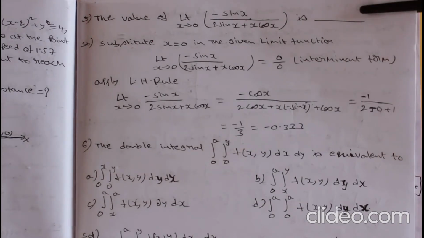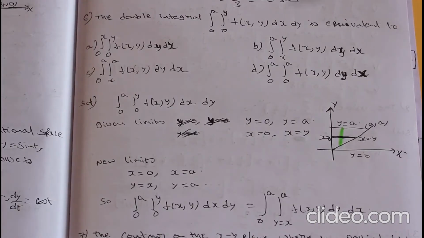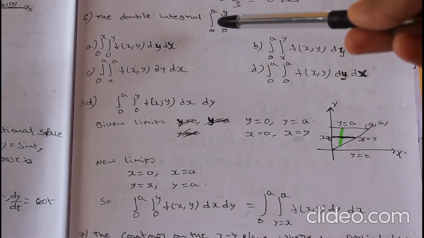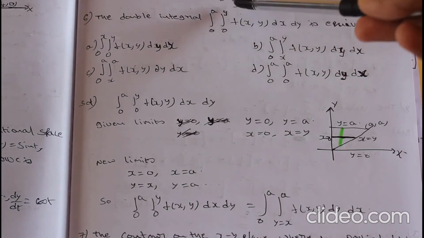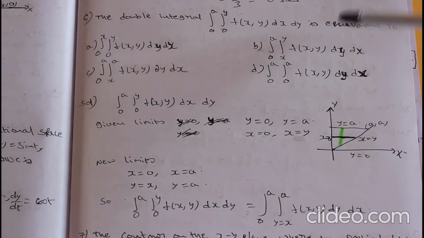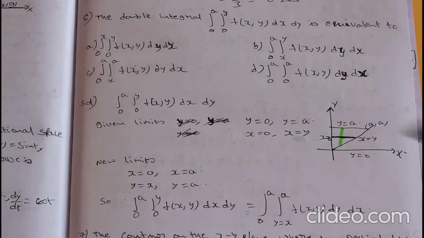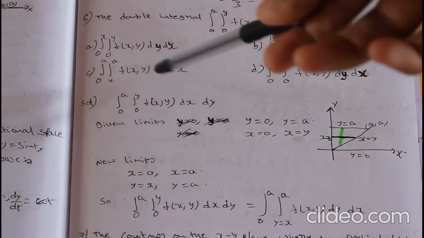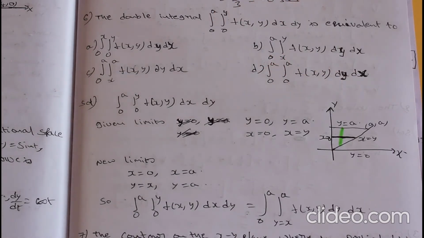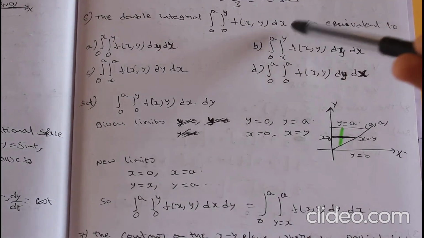Look at question number 6. The double integral from 0 to a, integral from 0 to y, of f of x comma y dx dy is equivalent to. Look at the options. Integral of 0 to x, 0 to y of f of x comma y dy dx. Integral of 0 to a, integral of x comma y of f of x comma y dy dx. Here also dy dx is given. See, in all the options dy dx is given. In the question it is dx dy.